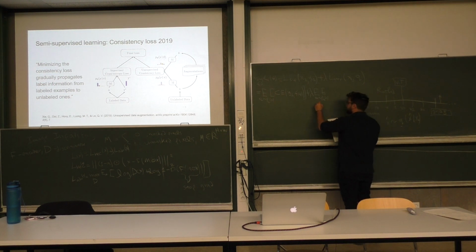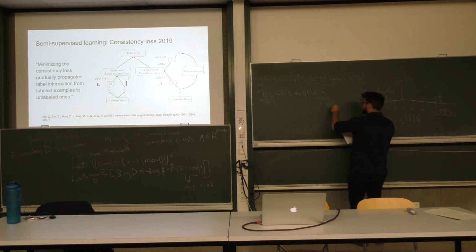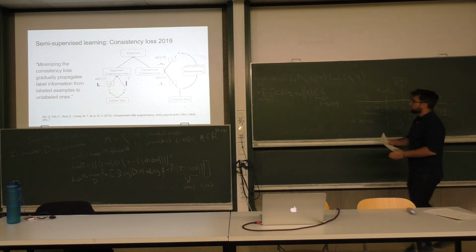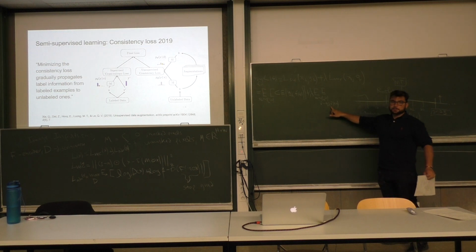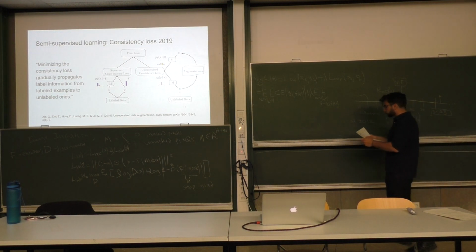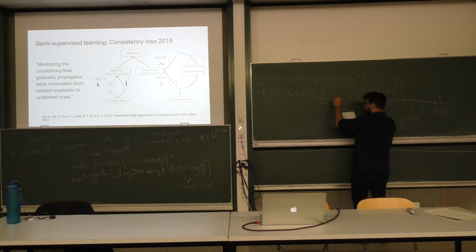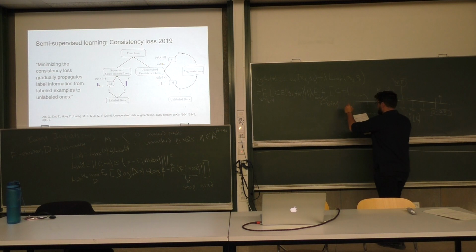And we also have x hat, Q. I think this is more correct. And we take the x2 and then we apply the stochastic transformation. Then we have cross entropy.